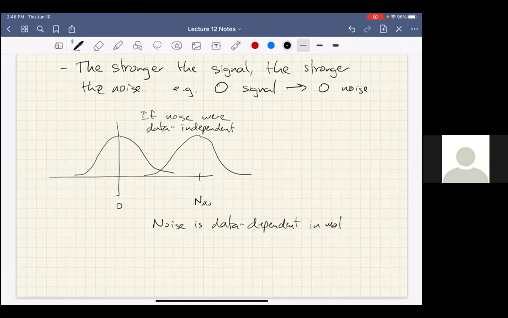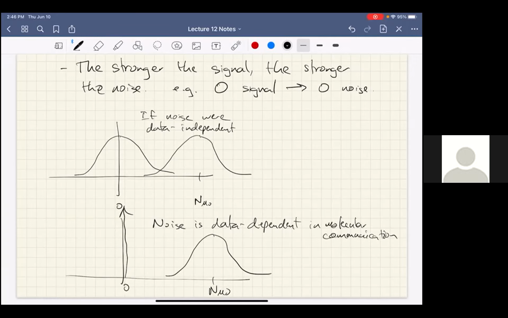Molecular communication. And writing something similar over here, we still have a Gaussian around n mu naught with variance n times sigma squared naught. But around 0, we actually have a delta function. There's no variance in the signal around 0.